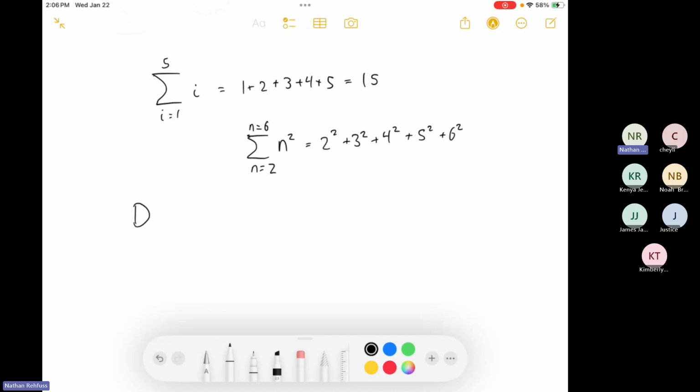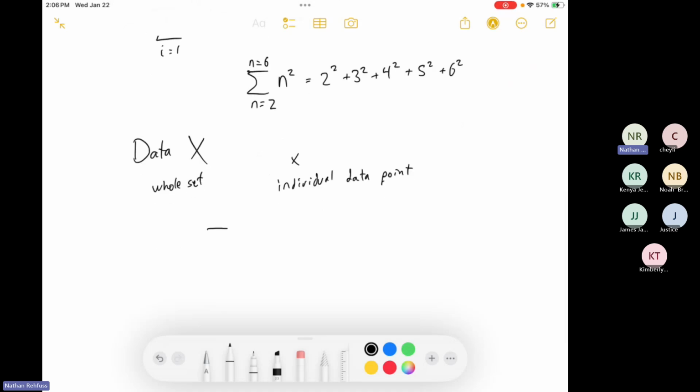So if your data is capital X, that's the variable for the whole data set, and we could use lowercase x for individuals. And so if we wrote sigma little x, that would mean add all the values of x.